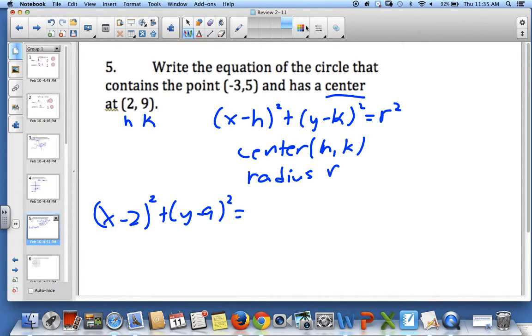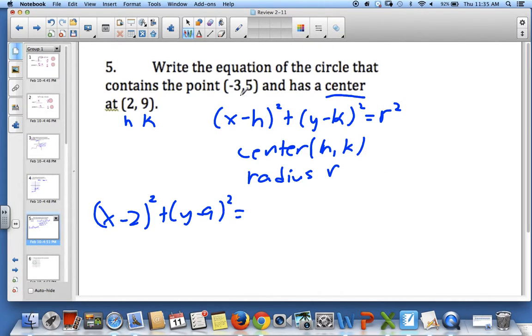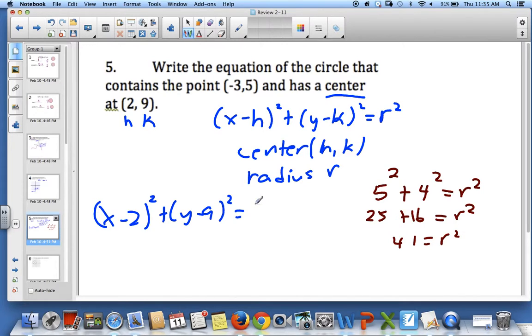Now here's a way that I want you to be able to figure out r squared every single time. We're just going to say the distance between the x's from 2 to negative 3, that's a distance of 5 units, so 5 squared. And then the distance between the y's is 4 squared, and that's going to be r squared. Every time, the distance between the x's squared plus the distance between the y's squared is r squared. So that's going to be 25 plus 16 equals r squared.